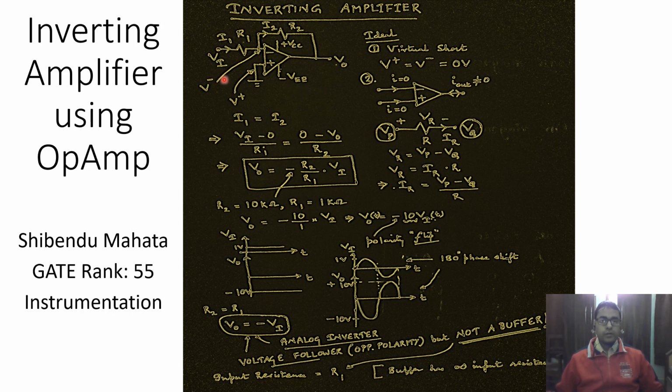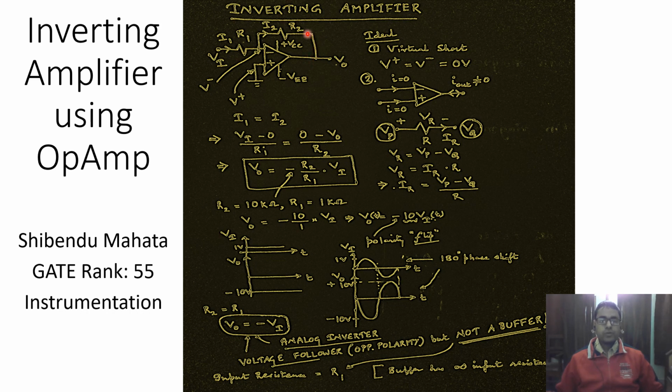So herein the input signal is symbolized by V sub I, the output is symbolized by V sub 0, and there is a feedback resistance between the output and the negative input terminal. And because this feedback element is connected back into the negative input terminal, hence the name negative feedback.